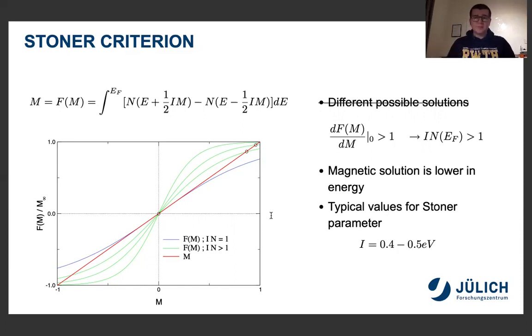in a magnetic state. Of course, the criterion for such a solution would be that the derivative of this function f of m at the point 0 would be larger than 1. Additionally, typical values for the Stoner parameter are 0.4 to 0.5 electron volts.